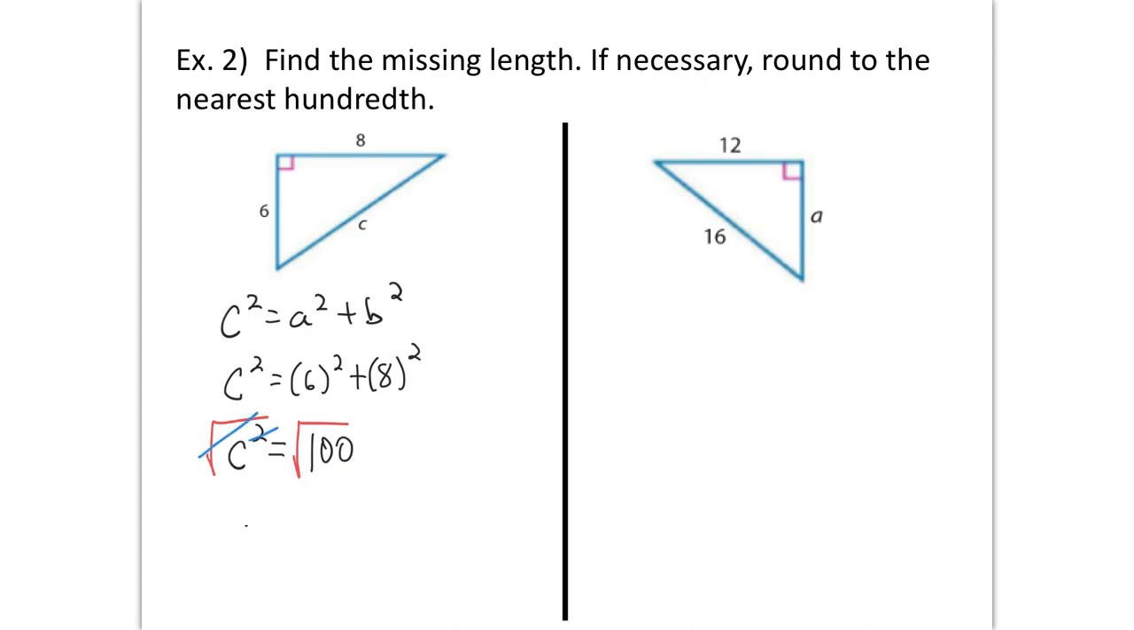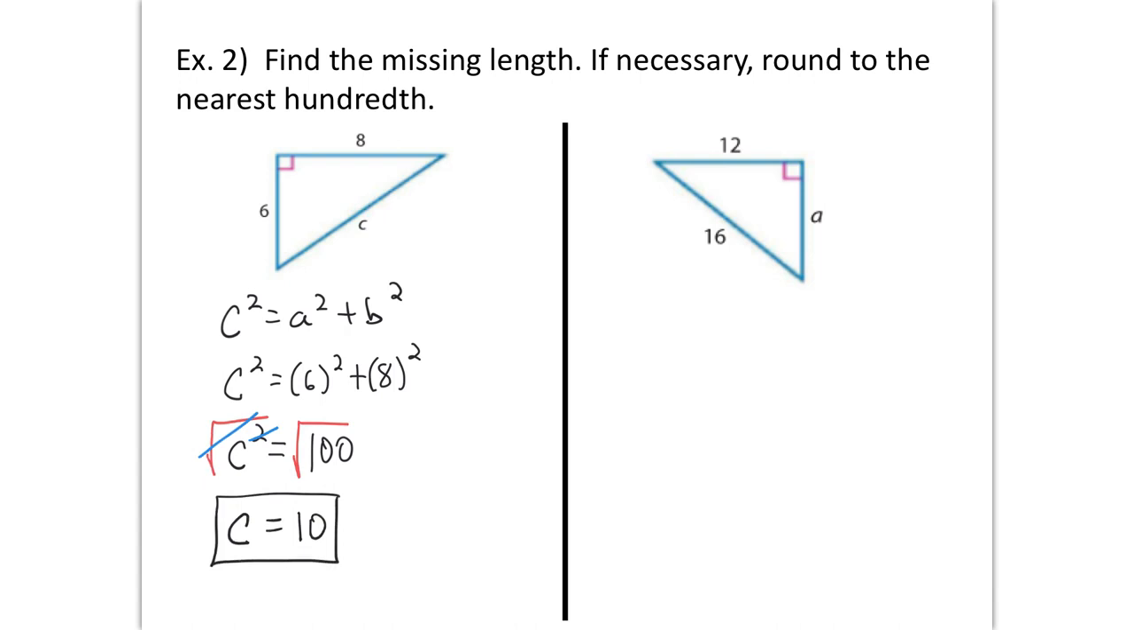Remember that we don't need that negative measurement. So when you find the square root of 100, you just use the positive square root. And in this case it is 10. So the measurement of c, which is the hypotenuse, equals 10.